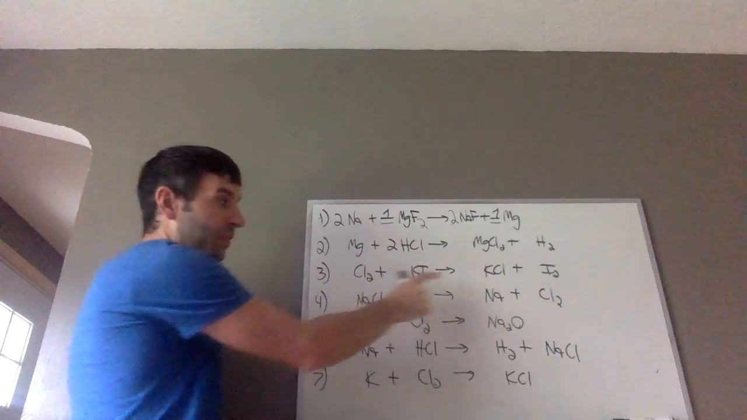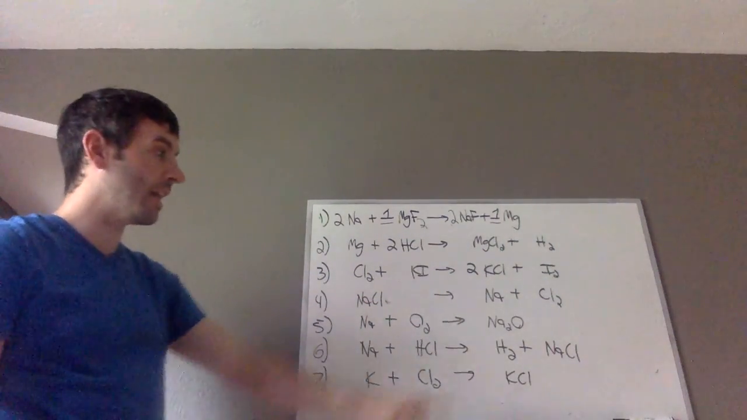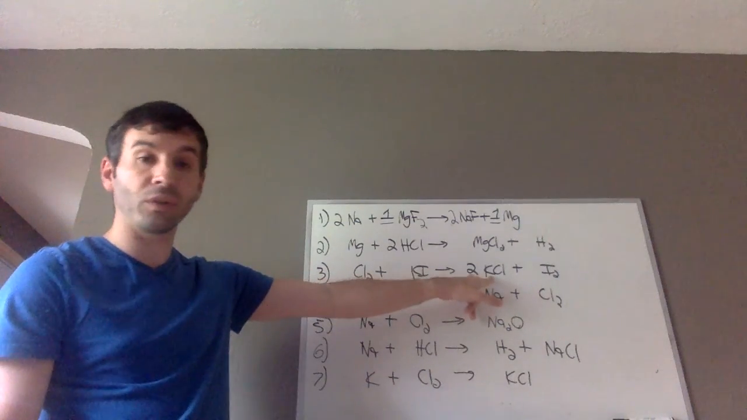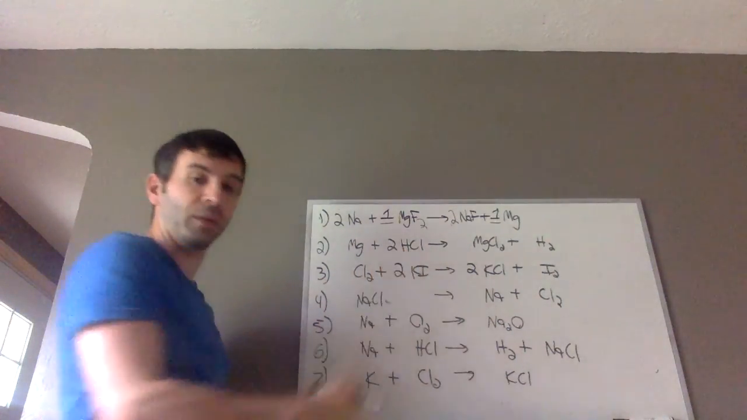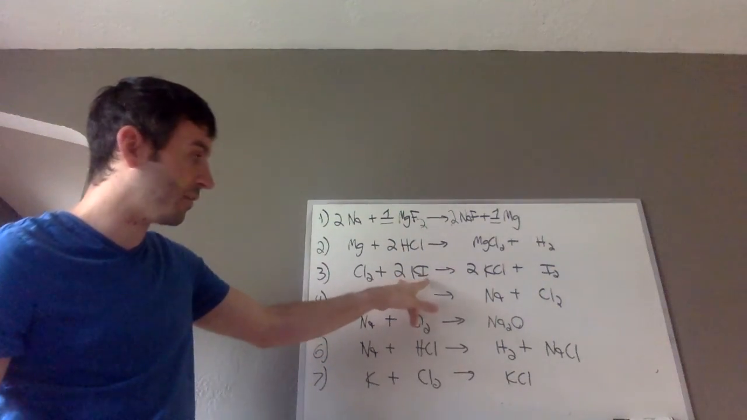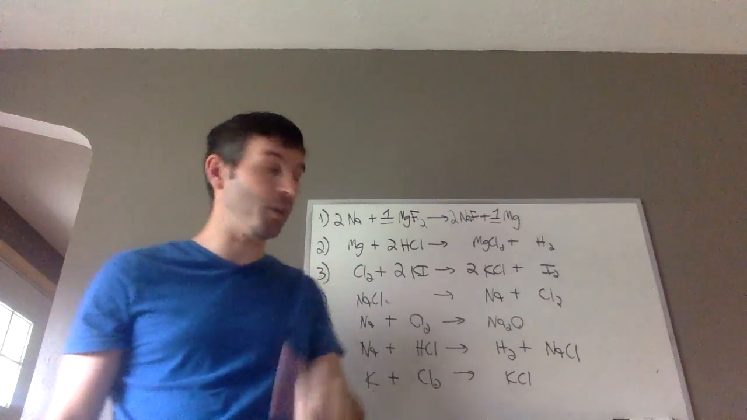Okay, next one. Very similar problem. I have 2 chlorines on the left, 1 on the right. So to fix that, I'm going to put a 2 there. Now when I put a 2 there, I now have 2 potassiums on the right and only 1 on the left. So I put a 2 here. When I do that now, I have 2 iodines on the left, so I need to check the right. I also have 2. I'm good.